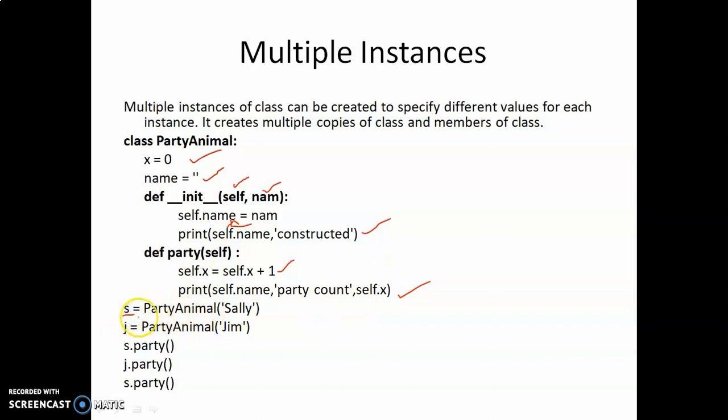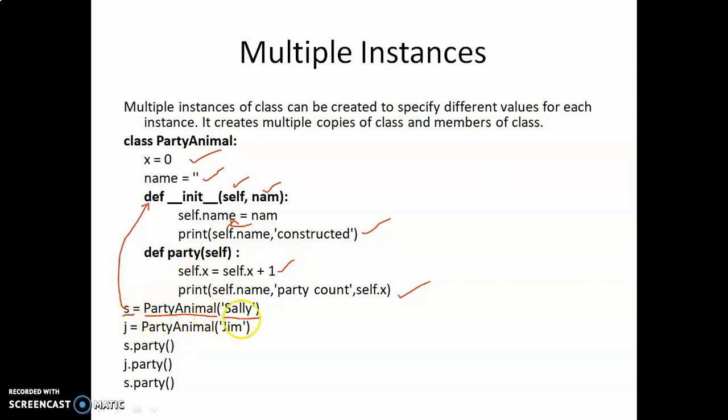Here we are creating an s variable as one instance of the class, which is created with the name Sally. Here the word Sally is assigned as the value into the name variable, because we are passing this as a parameter to the constructor, so that is assigned to the name variable of the class. So now s is one object, one instance of the class which has the name Sally.